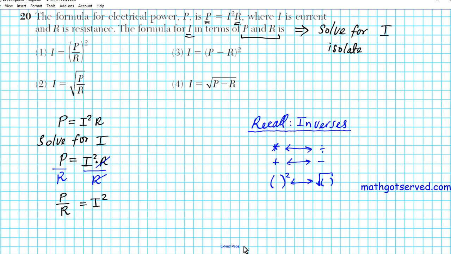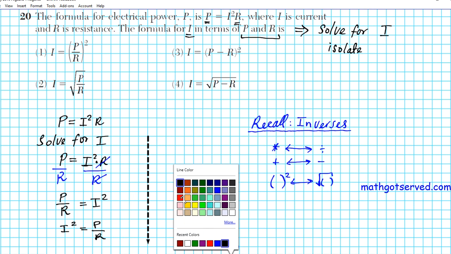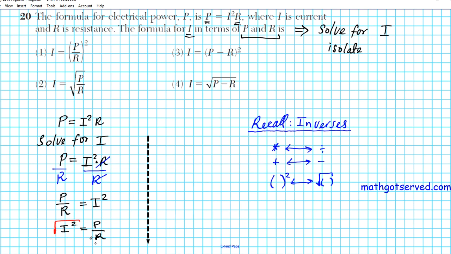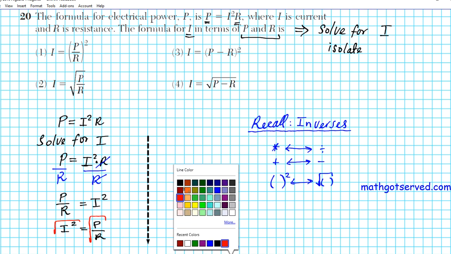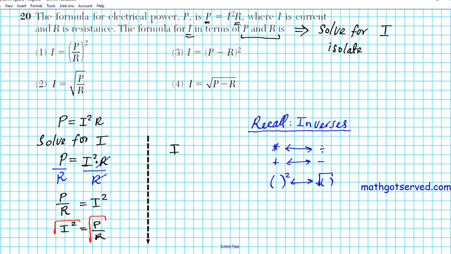Alright, so now using the reflexive property of equality, we can rewrite this equation as I square equals P over R. Now the final step is to eliminate that square. What is the opposite of square? The opposite of square is square root. So to undo this square, we're going to take the square root of both sides of the equation, and that is going to yield I equals the square root of P over R.